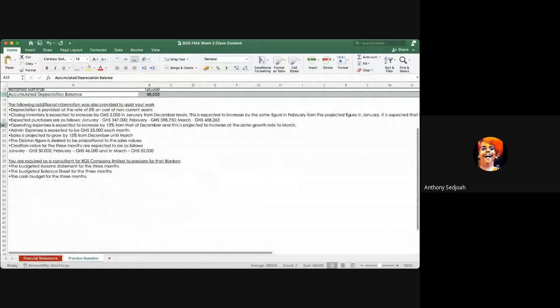Okay. The following additional information was also provided to assist your work. Depreciation is provided at the rate of 5% on cost of non-current assets. Closing inventory is expected to increase by 2,000 in January from December levels. This is expected to increase by the same figure in February from the projected figure in January.